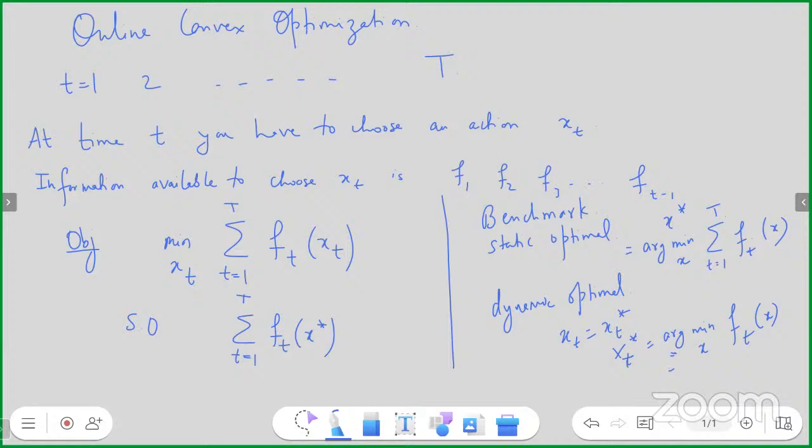So let's make a simple assumption that each x_t has to belong to chi, which is bounded, and the f's are also bounded. f_t is convex. So each time you have to choose an action, it has to belong to chi. Chi is bounded, and f_t over chi is also bounded. Choose whatever bound you want.